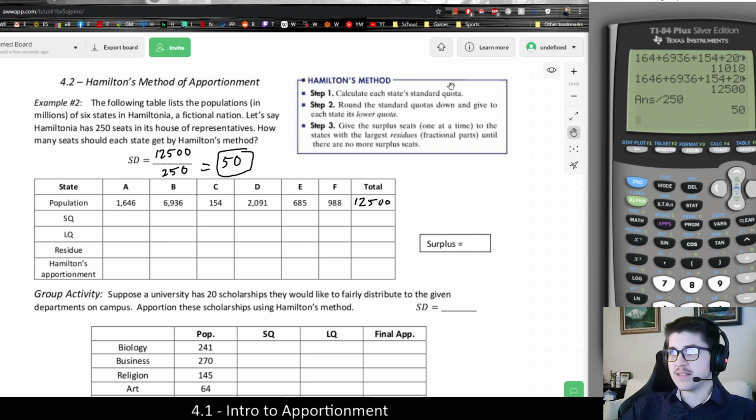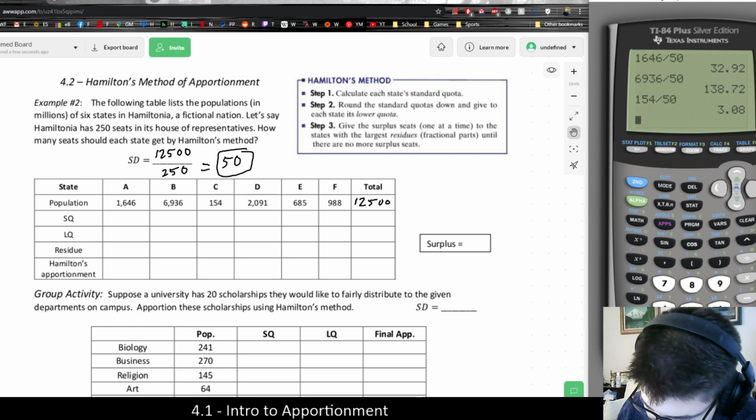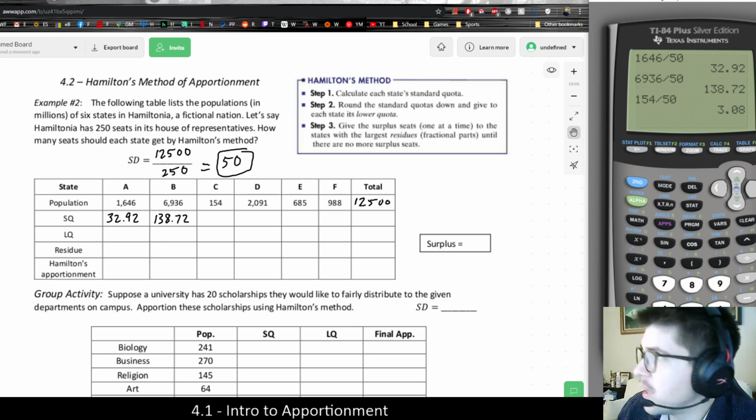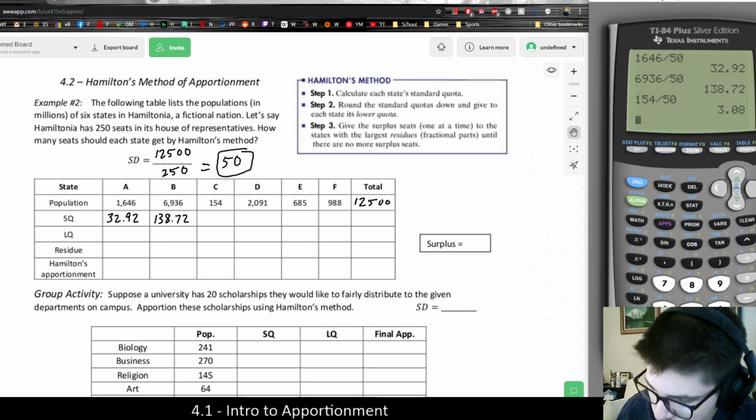That's always step two, find the standard quota. That's done by dividing by the standard divisor. So 1646 divided by SD. Basically, I'm going to do that for each case. 6936 divided by 50. And I'll do 3 at a time so that I can copy the answers down as I'm going. So we got standard quota for A is 32.92. Standard quota for B is 138.72. Standard quota for C is 3.08.